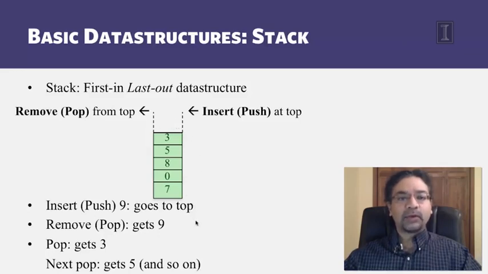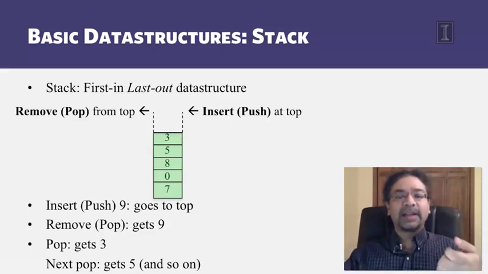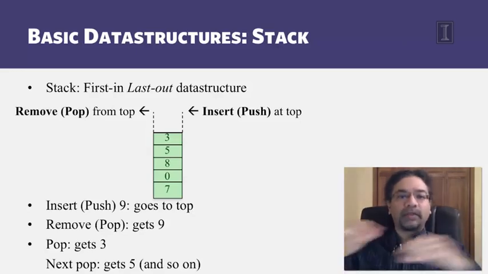After that, if you pop or remove an element, that's going to be the last element that you added, which is 9 in this case. The next pop after that will get 3 because 9 was just removed and 3 is now the top of the stack. After you've removed 3, the next pop or removal will get you 5. And so on and so forth. After that, you'll get 8 and then 0 and 7. Okay, so once again, the removal always returns you the last item that was added, and insertion or push adds an item right to the top of the stack.